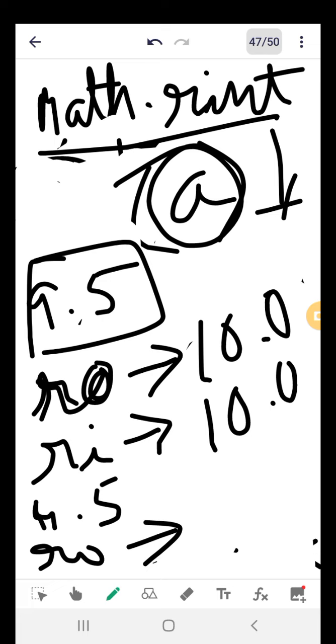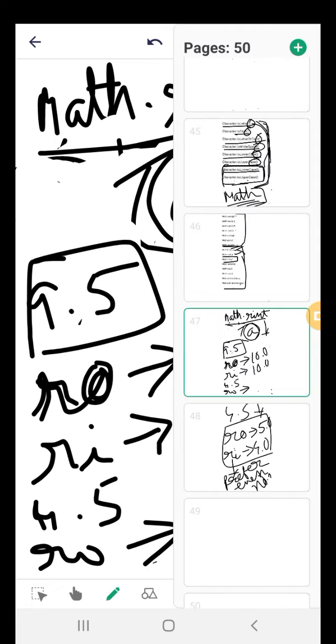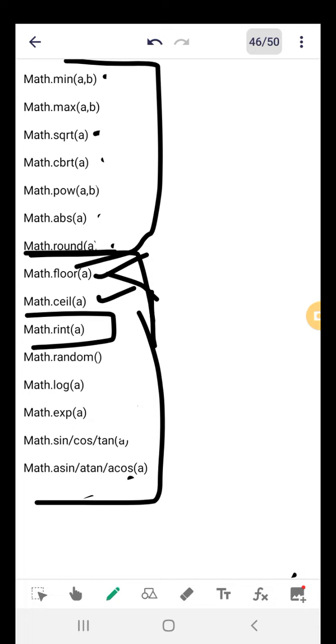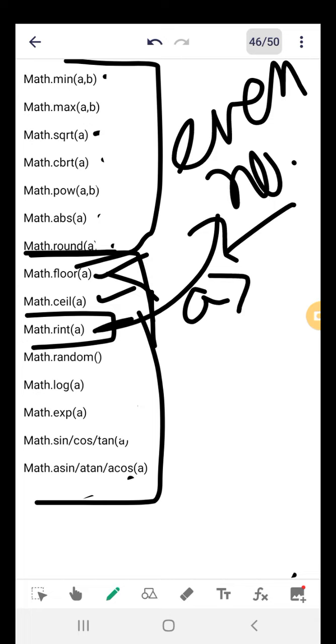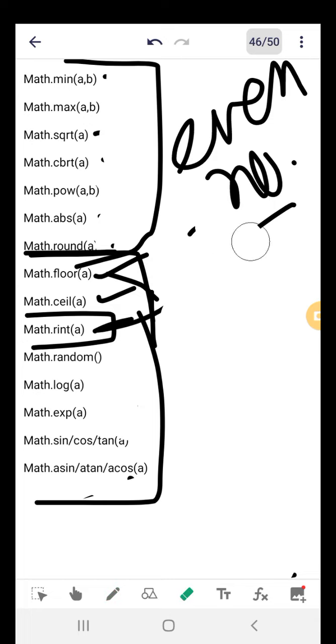Okay, understood? So this conclusion we can come to, that Math.rint will give an even number. For sure, it will give an even number. It can be greater than A or it can be less than A, doesn't matter. But obviously it will be an even number. Whichever number is even, it will return that.